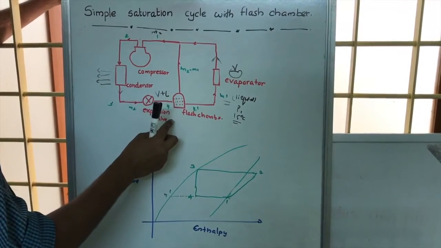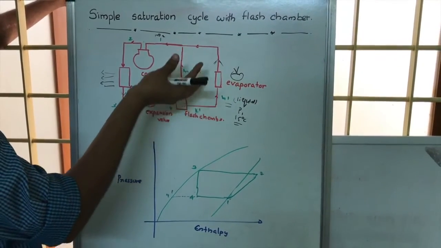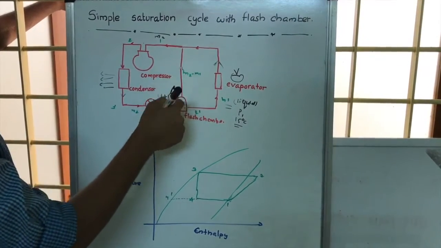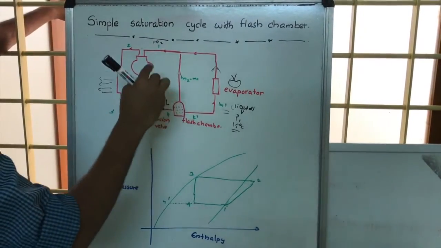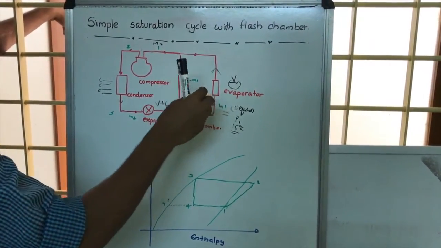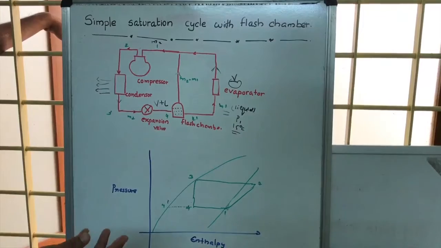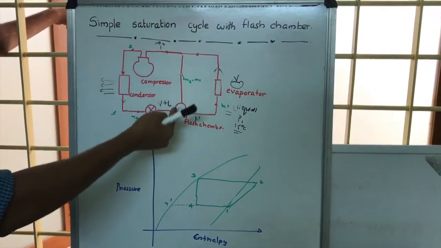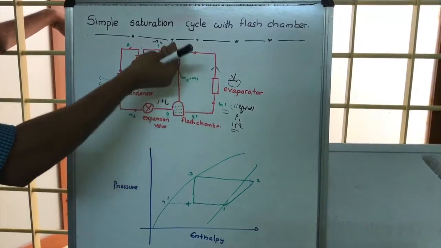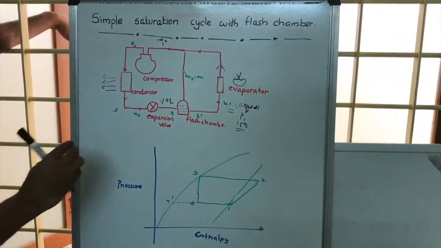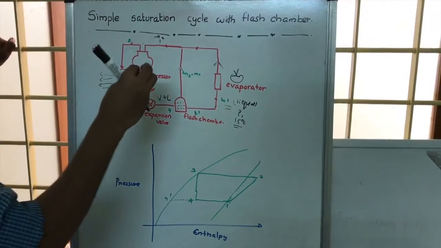When this vapor and liquid pass through the flash chamber, the vapor bubbles out and passes through this path. That means the vapor will not pass through the evaporator. Even if the vapor passed through the evaporator, it would be of no use, because it is already vapor, so it is not going to absorb any heat. So we provide a bypass path such that the vapor does not pass through the evaporator, but passes through another path and reaches the compressor directly. The liquid part passes through the evaporator. This is how we use the flash chamber.